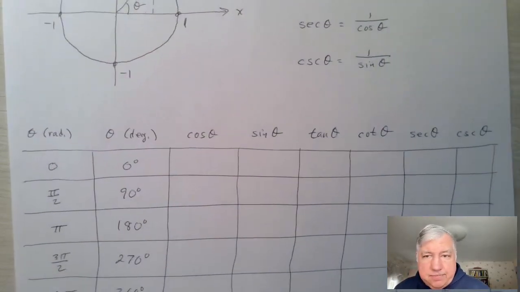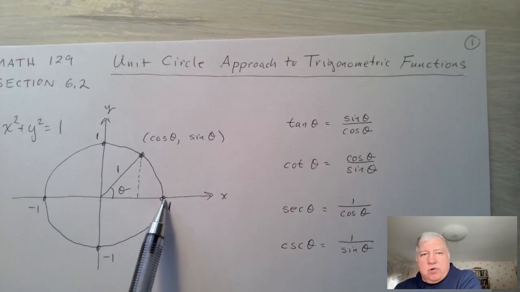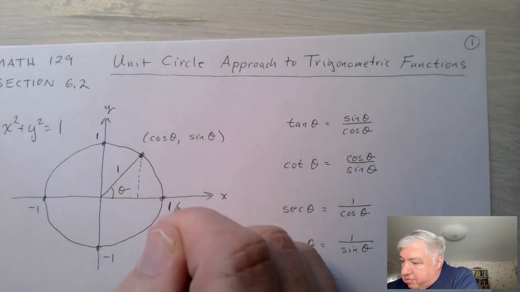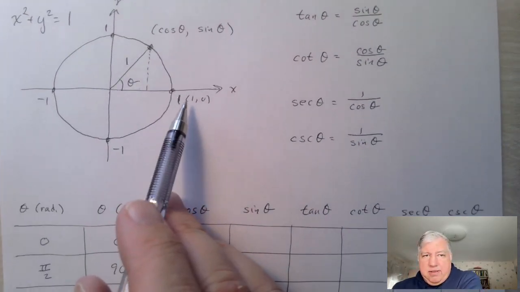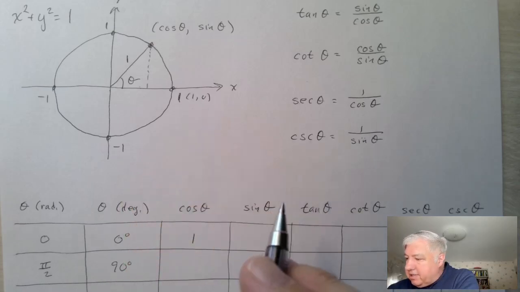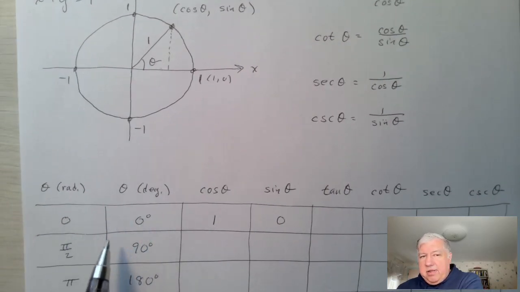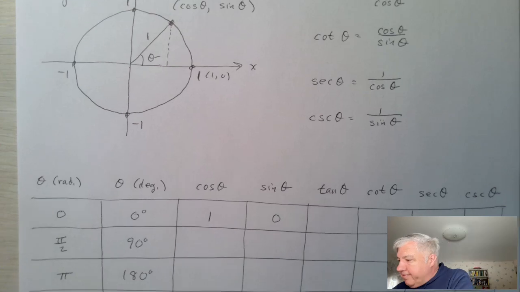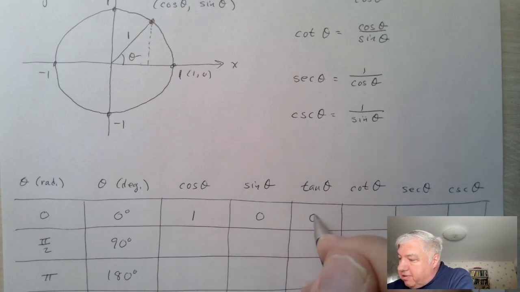So here, for 0, when the angle is 0, that corresponds to this point, and this is the point 1, 0. So this tells us that the cosine of 0 is 1, and the sine of 0 is 0. Okay, and right here are the angles both in radians and degrees, and of course at 0 they're the same. The tangent of 0 would be 0 divided by 1, which is just 0.